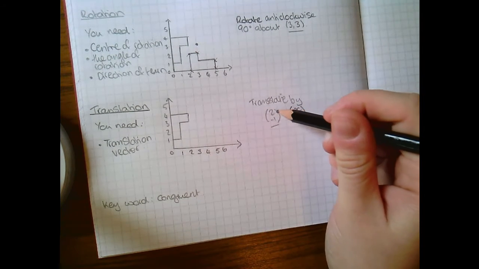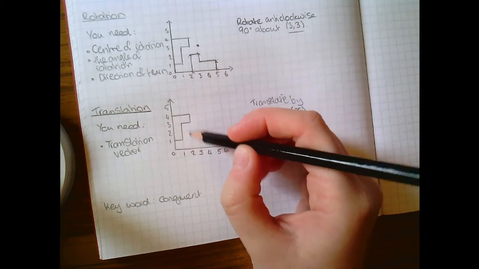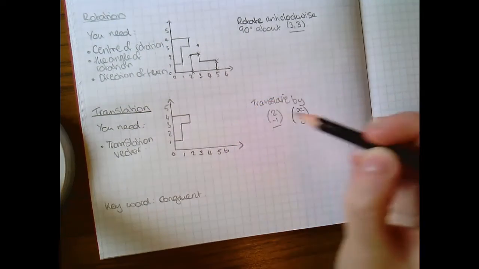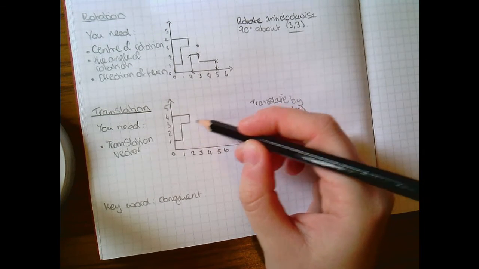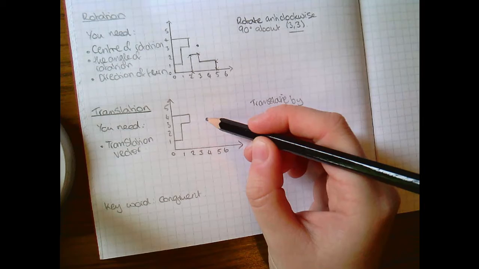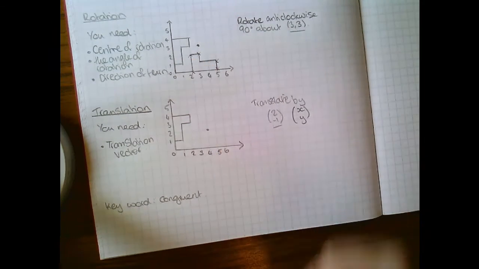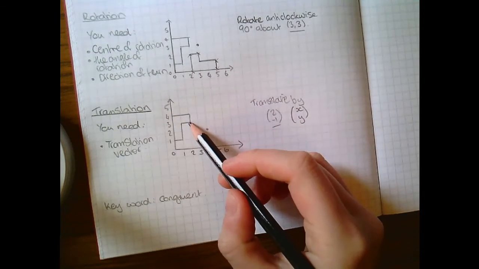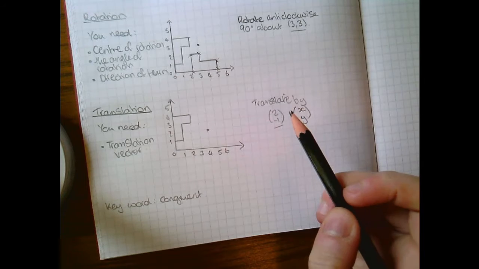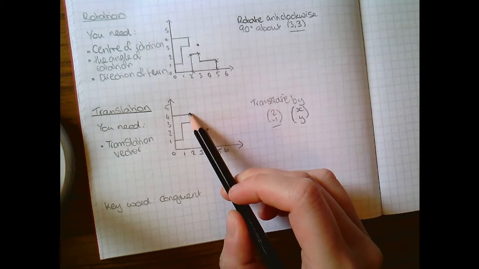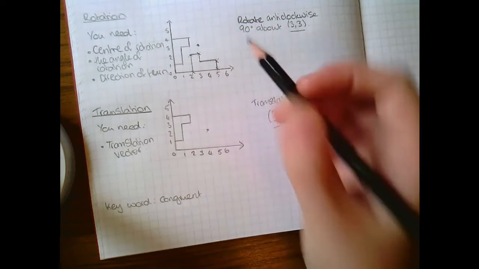So we take any x coordinate and we add 2 to it. We take our y coordinate and we subtract 1. It doesn't matter which order you do that in. You can add 2 to your x and then subtract 1 from your y, or you can subtract 1 from the y and add 2 to the x. You get to the same point. You do that with all of them. So taking that point, you add 2 to the x and subtract 1 from the y.